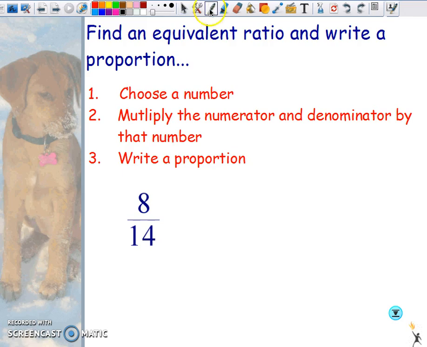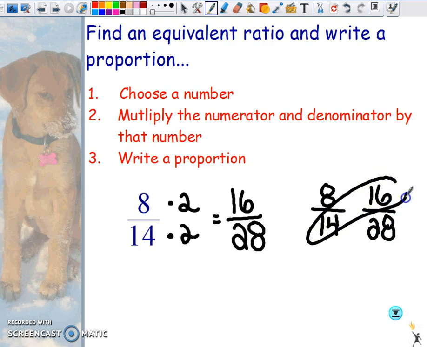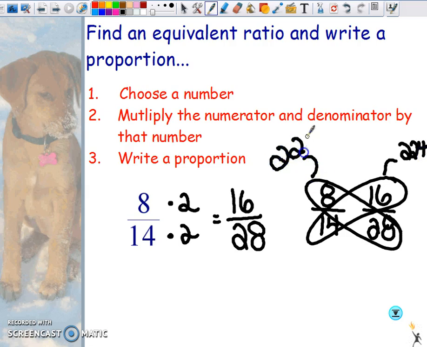So let's, like I said, simple. I'm going to do times 2 on both numerator and denominator. 8 times 2, I get 16. 14 times 2, I get 28. And if you don't trust me, you could go ahead and check it out by putting them next to each other and doing the butterfly method. So 14 times 16, we get 224. And 28 times 8, we also get 224. They're equal, yay! I'm ready for spring with that butterfly.